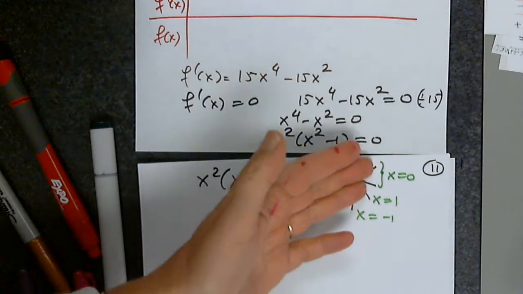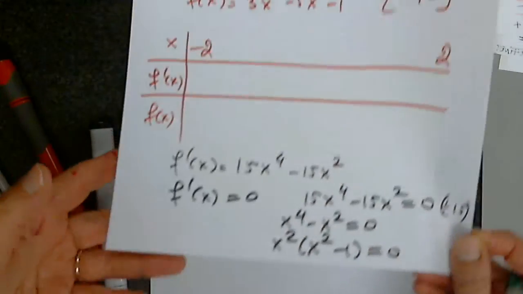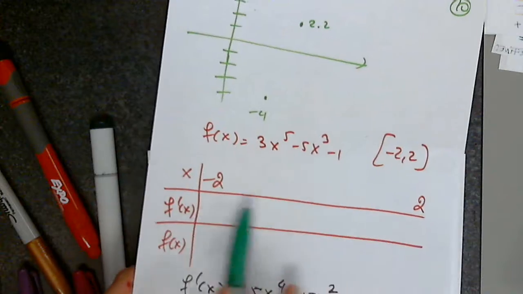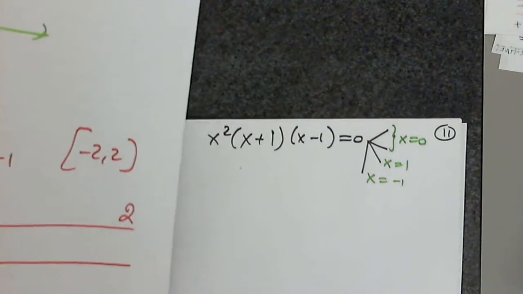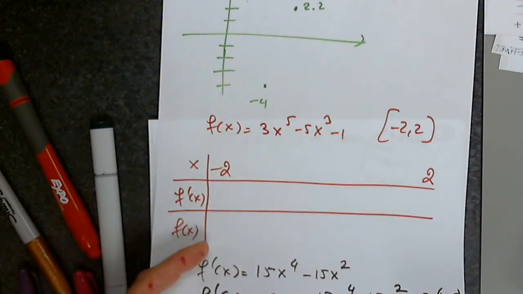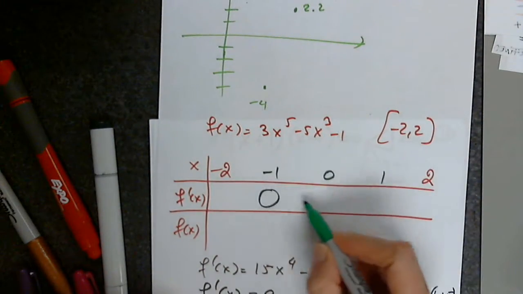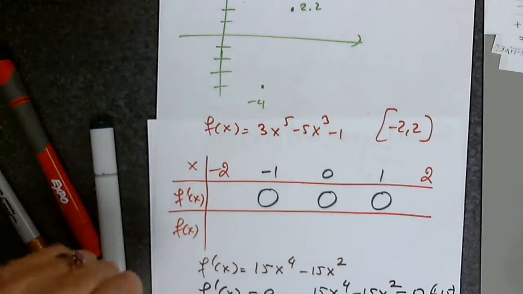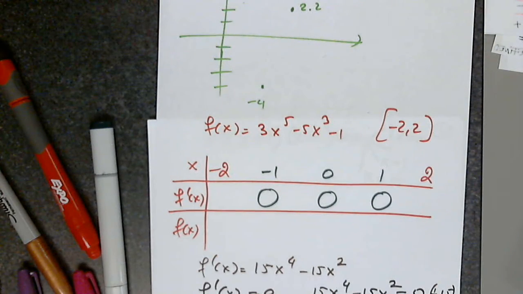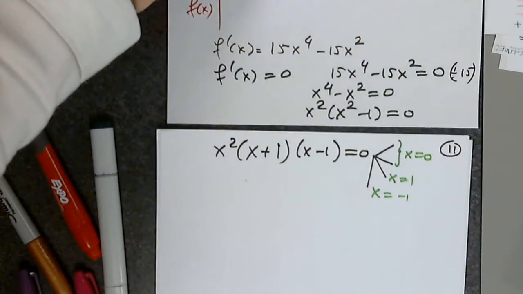I'm verifying whether all these are in the domain. If they're not, I have to disregard them. The domain is given to us, so I can check that. So it turns out that -1 is in the domain, 1 is in the domain, 0 is in the domain. So then I have -1, 0, and 1, 0, 0, 0 for the derivative. Now I'm ready to study its sign.